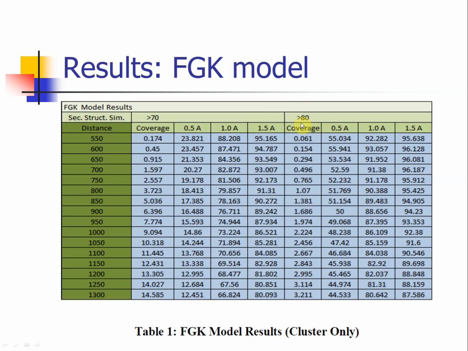The FGK model, what we try to do, on this part of the table, we only pick out the protein sequence motif with greater than 80% secondary structural similarities. So they are very small, selective motifs, few of them, but they are very conservative. They have very strong structures.